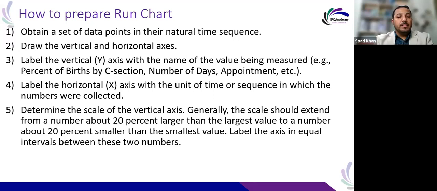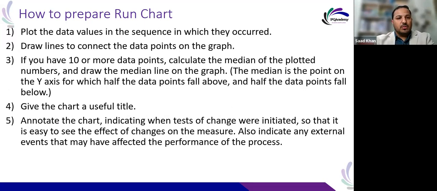Now, the axis scale, how you will determine it: 20% larger than the largest value and 20% smaller than the smallest value, which you have to decide, and then label the axis in intervals between these two numbers. If you have 40, go up to 60. If you have a lower limit of 20, then you keep it at 0, and then between that you label different intervals. Next, after plotting, you have to put the data values in chronological order, and then draw a line to connect all these dots.